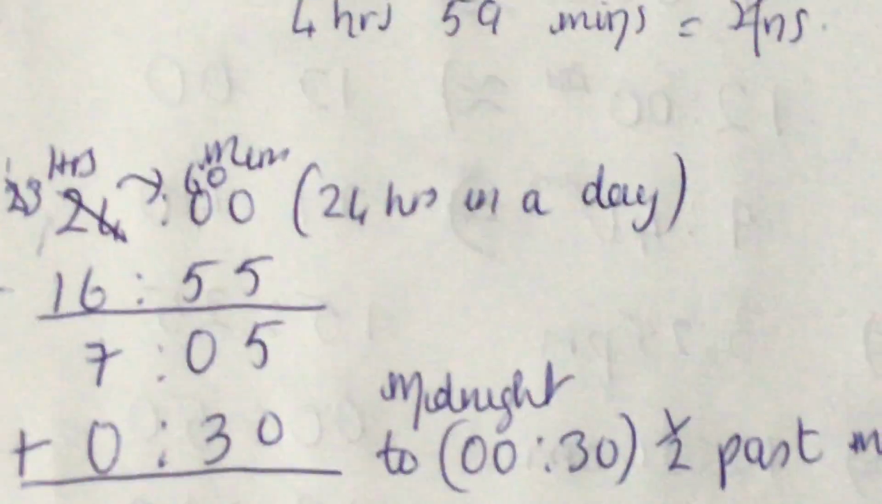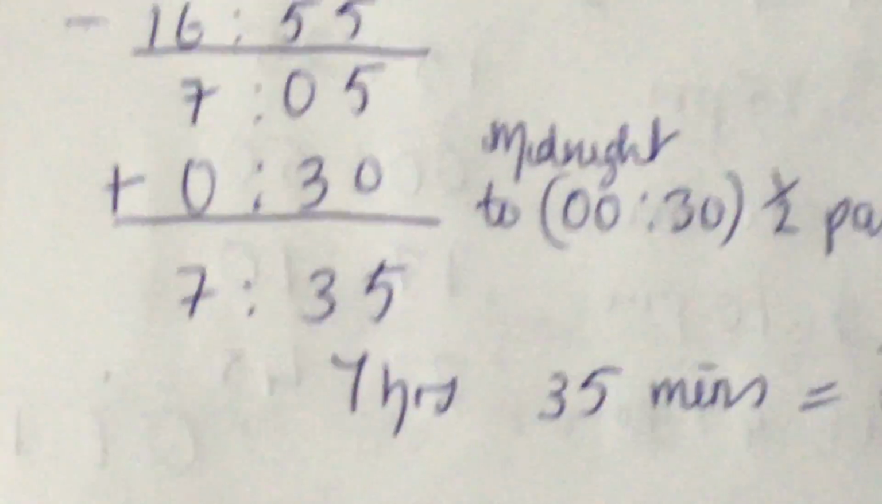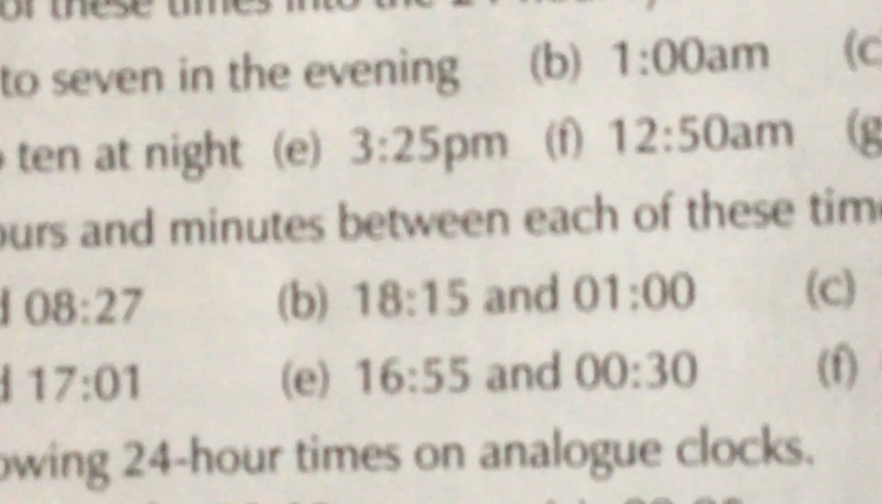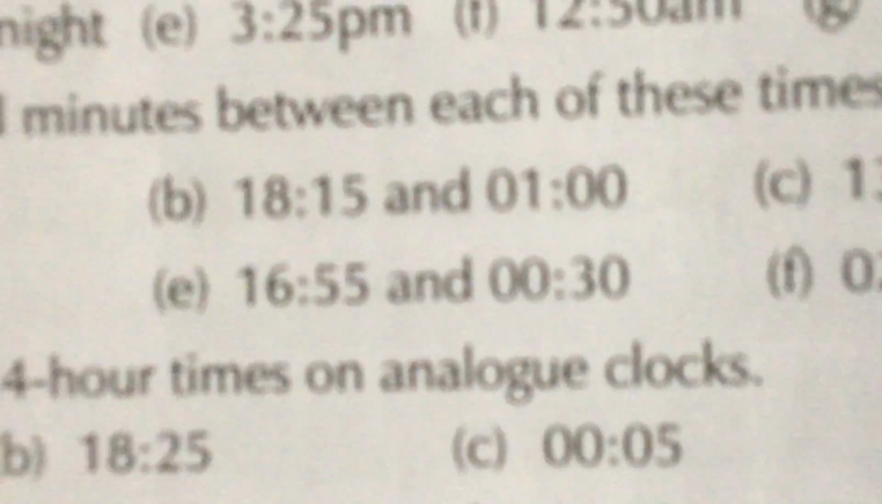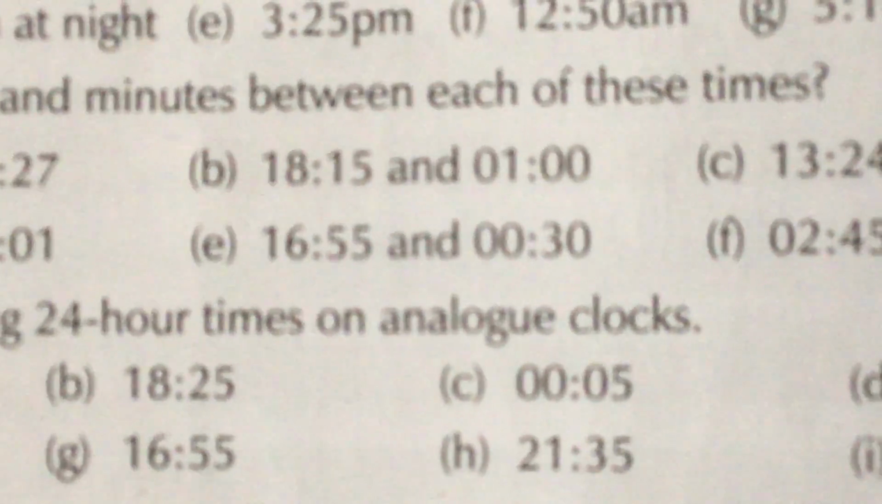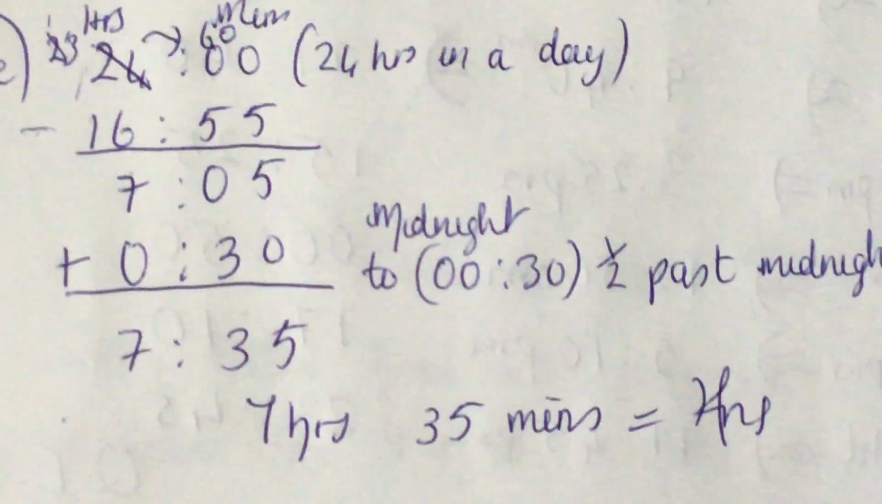The day I'm in today. Then I have to add on an extra 30 minutes when I get that, because they asked you between 16:55 and 30 minutes past midnight. How do I know it's midnight? Because it's 24 o'clock. Okay, so that's where I got the extra 30 minutes.